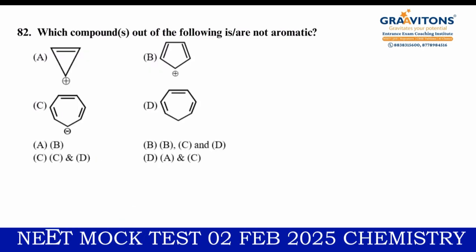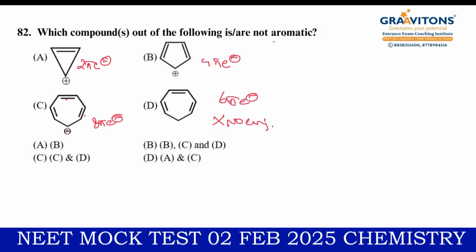82nd question, which compound out of the following is not aromatic? So if you check all the 4 options, children, here you have 2 pi electrons. Here, 4 pi electrons with the conjugation. Here also with the conjugation, you have to include this minus also. So totally 2, 2, 2, and here also 2. You have 8 pi electrons. And in this case, there is no conjugation. No conjugation. However, you have 6 pi electrons.